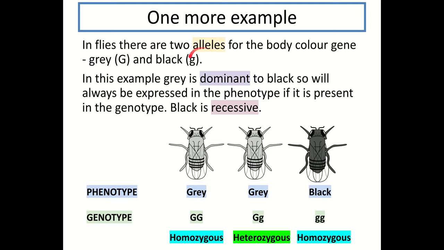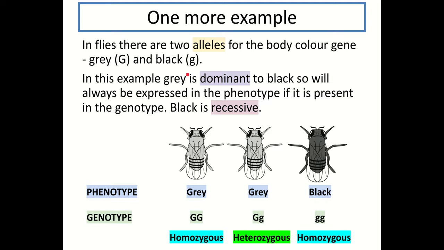In this example, grey is dominant to black. So if any fly has a big G allele, then it's going to be grey. The black allele, little g, is recessive, so the fly has to have two of these in its genotype to show black in its phenotype. Remember, the letters or the alleles the organism possesses are the organism's genotype, and the physical appearance of the organism is its phenotype, so black or grey.